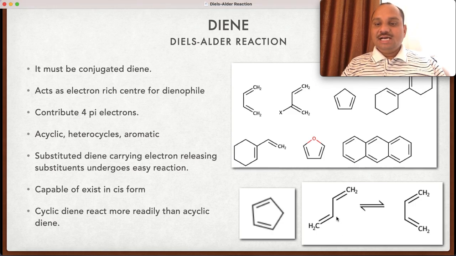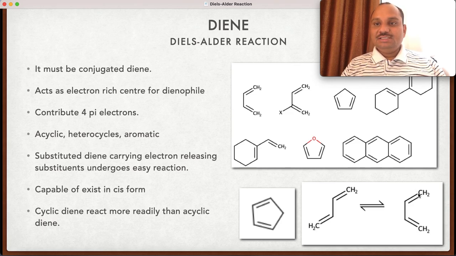This is the trans form of 1,3-butadiene, in which one double bond and the other double bond are on the opposite sides of the single bond. This trans form is unable to do the Diels Alder reaction. This trans 1,3-butadiene requires about 5 kilocalories of energy to be converted into the cis form, and then this cis form undergoes the Diels Alder reaction.